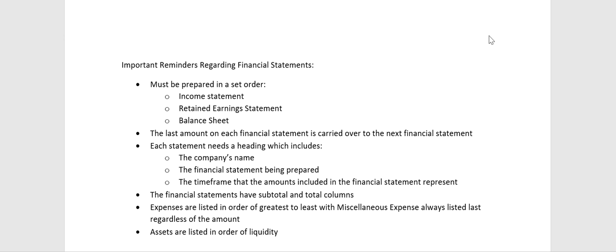The last amount on each financial statement is going to be carried over to our next financial statement in order to complete it. Each statement needs to have a heading, which includes three important pieces: the company's name, the financial statement that's being prepared, and the time frame that the amounts included in the financial statement represent. The financial statement has two columns, a subtotal and a total column. On our income statement, our expenses are listed in order of greatest to least, with miscellaneous expense always coming last regardless of the amount. And our assets on our balance sheet are listed in order of liquidity, meaning how fast I can turn my assets into cash for me.